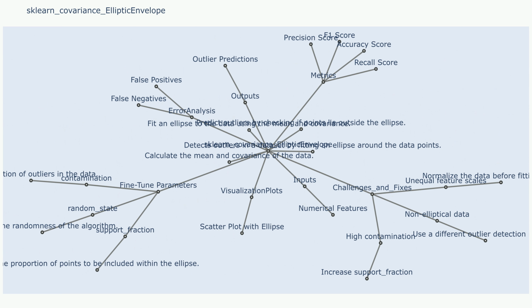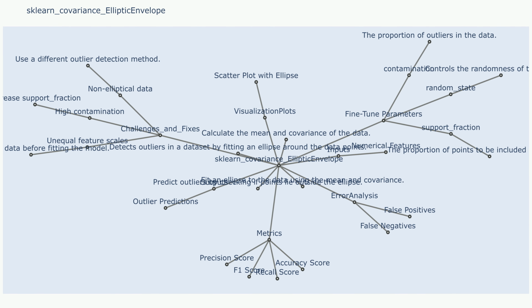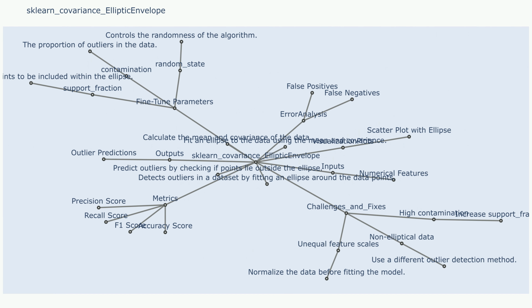Fine-tune parameters. Contamination. The proportion of outliers in the data. This parameter controls the sensitivity of the algorithm to outliers. Support fraction. The fraction of data points that are used to estimate the robust covariance matrix. A lower value can be used to make the algorithm more robust to outliers, but it may also reduce its accuracy. Random state. The seed for the random number generator. This parameter can be used to ensure reproducibility of the results.